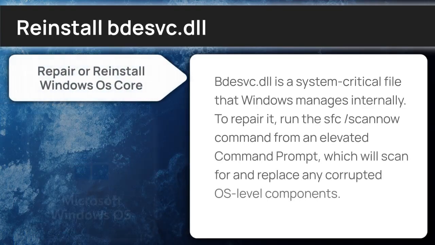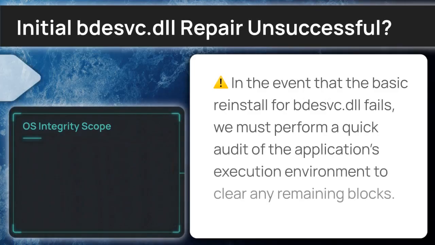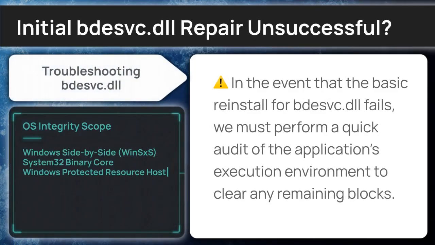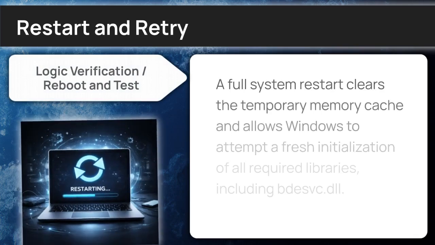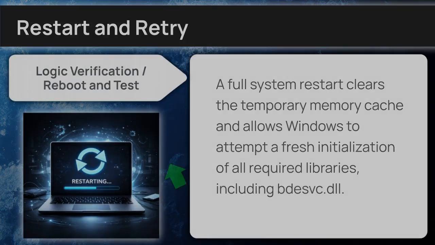Bdesvc is a system-critical file that Windows manages internally. To repair it, run the sfc /scannow command from an elevated command prompt, which will scan for and replace any corrupted OS-level components. In the event the error remains visible, we need to verify the environment's ability to register new shared resources. A system reboot is a reliable way to clear away zombie processes that might be interfering with BitLocker Drive Encryption Service. It's a low-impact step that ensures your operating system is starting with a synchronized environment.